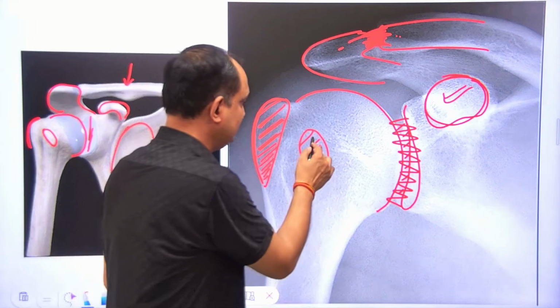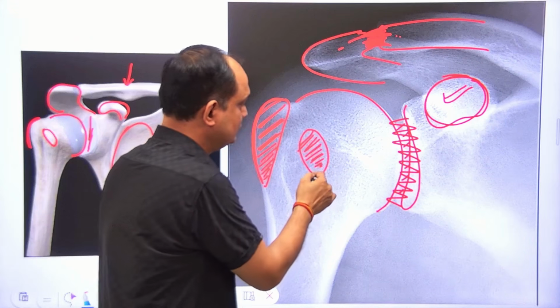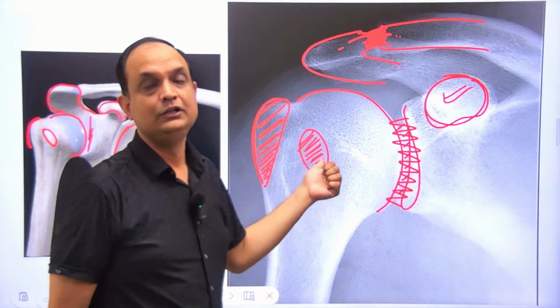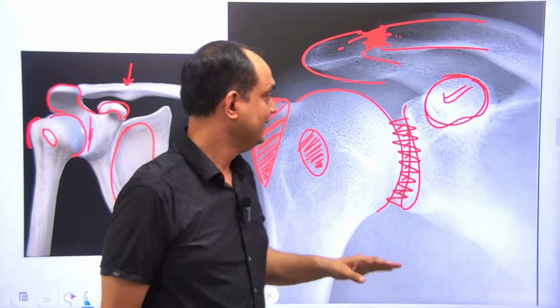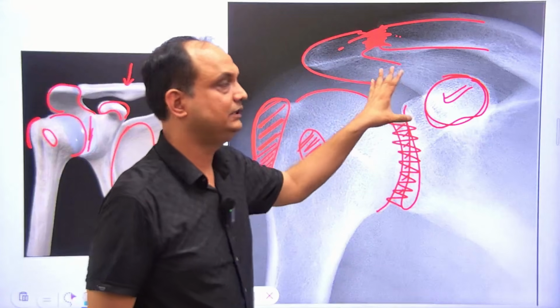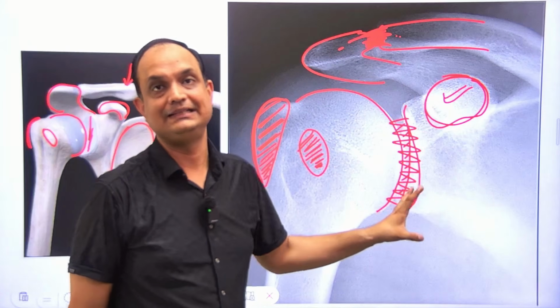Now if you have this question, which muscle is attached here? This is your lesser tubercle. Which muscle comes here? It is the subscapularis. Clear? So in this way you may have questions regarding this X-ray. Clear? Now we'll move to the next X-ray.